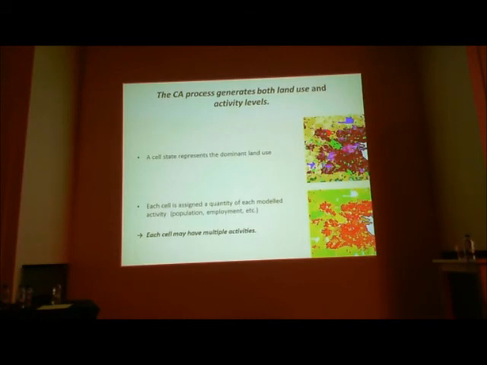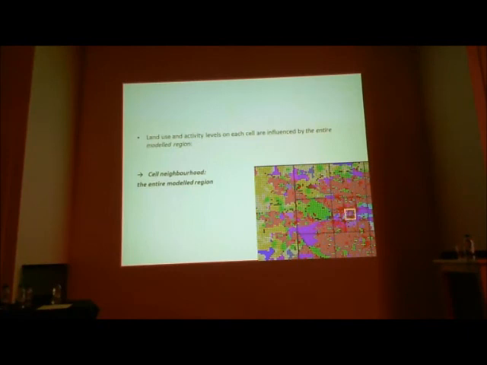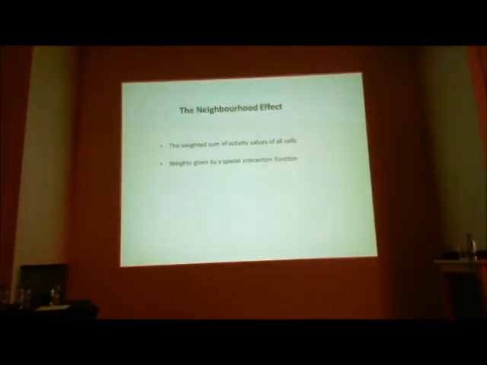Now, the cell neighborhood: if we want to emulate what goes on in the traditional models, where things interact over distances, which in fact they do, what goes on in this part of the Porto to some degree is going to affect what goes on in other parts of the Porto. To capture that effect, rather than have a very limited cell neighborhood, we extend the neighborhood to cover the entire model region. And so what goes on in one place affects what goes on everywhere else. To keep a longer story short, the neighborhood effect consists of the weighted sum of all the activities everywhere on the map, but the weights assigned to activities in different parts of the map depend on their location, specifically how distant they are from the cell for which you're calculating the neighborhood effect.